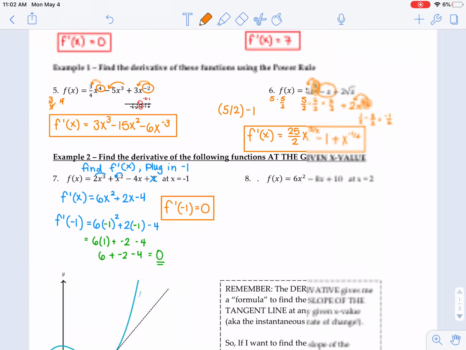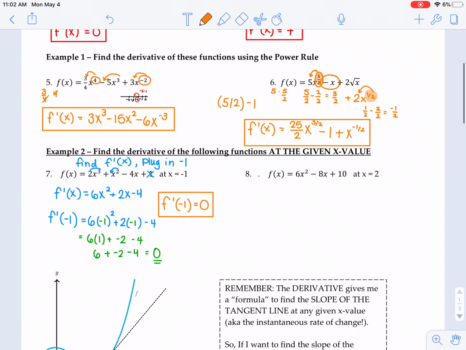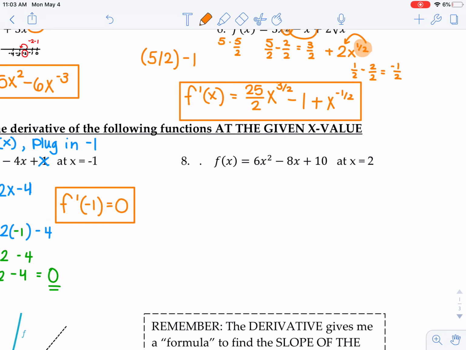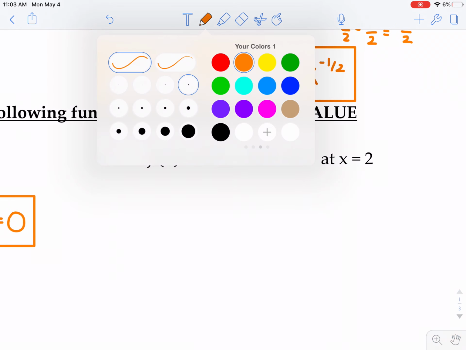You may be thinking, like, what does that mean? What it means is the slope at that point of the tangent line is 0, which actually means I found a min or max, but that's something you guys will go into in calculus. All right, let's do the next one.